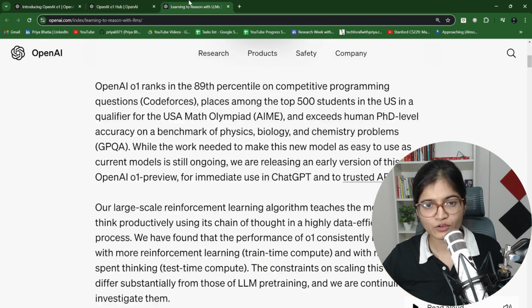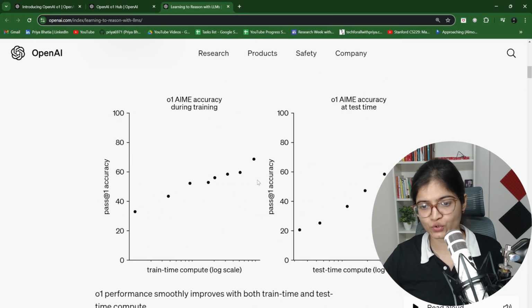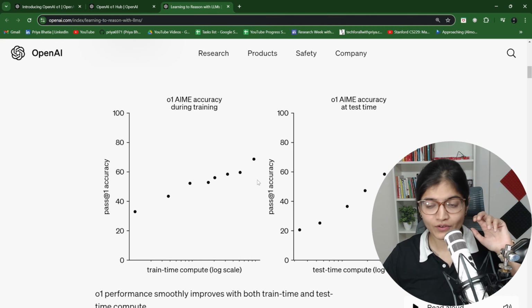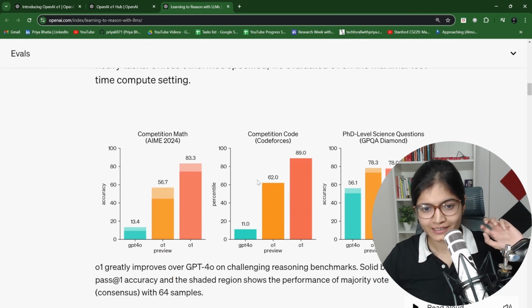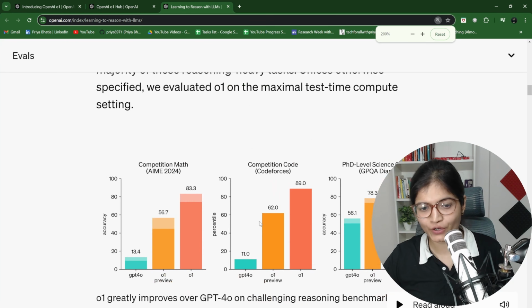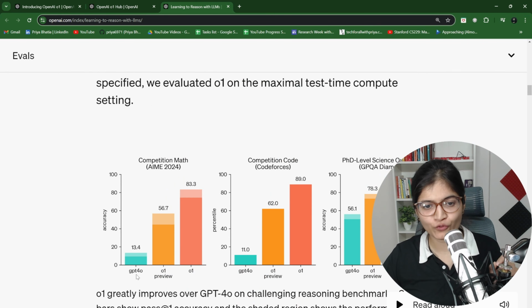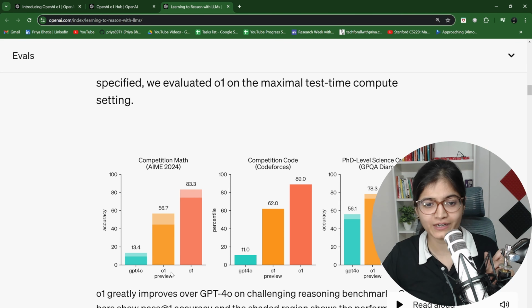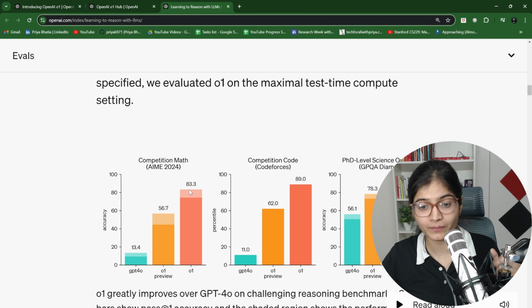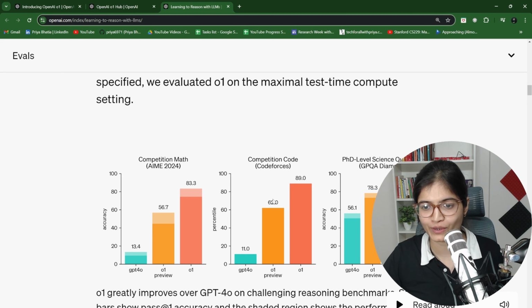Now, in terms of the evaluation, I just want to show you a few more things. If you observe, what they have observed is that for GPT-4o in competition math, and I was talking about the thinking part, 13.4 is the accuracy. O1 preview is 56.7. And then with further enhancement, O1 is 83.3. So O1 is a more powerful model than O1 preview as well.